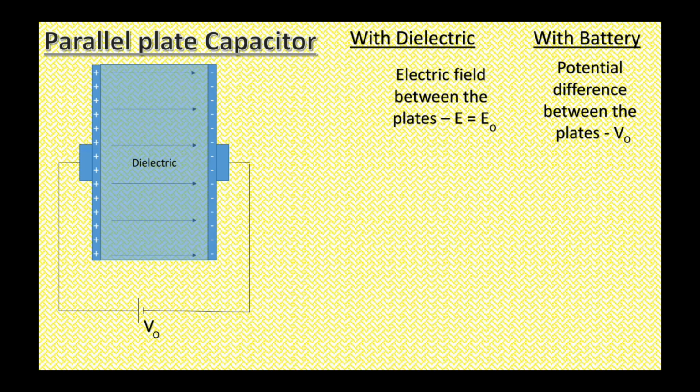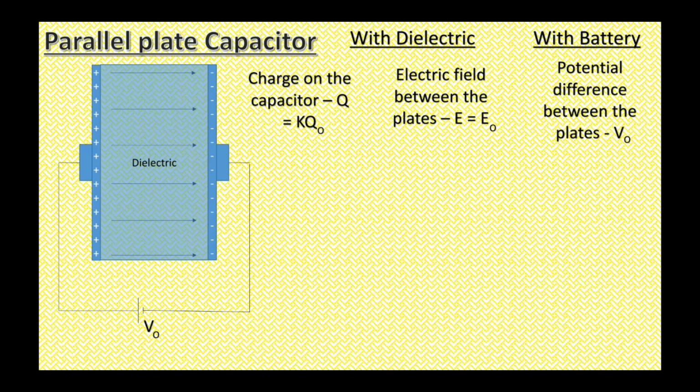Now as you know, electric field is potential difference divided by distance. So if potential difference has not changed and distance has also not changed, why will electric field change? So electric field will also be the same as the original one. Now this is the important part. Charge on the capacitor will increase. Initially it was Q0, but now in this configuration the charge will become K times Q0.